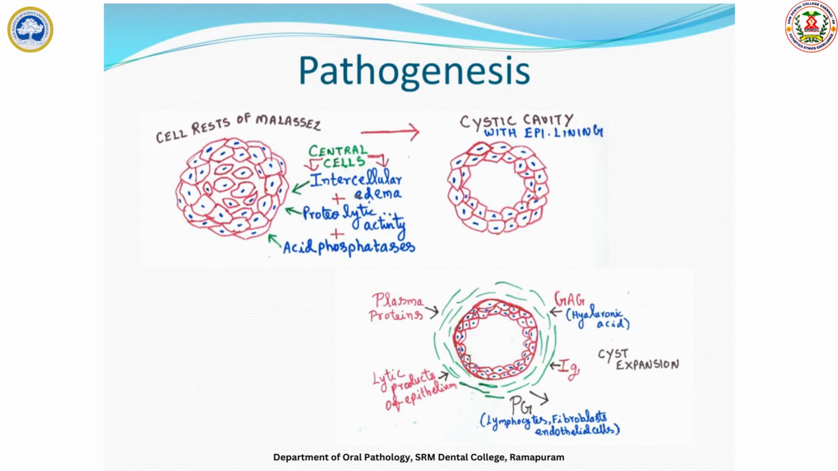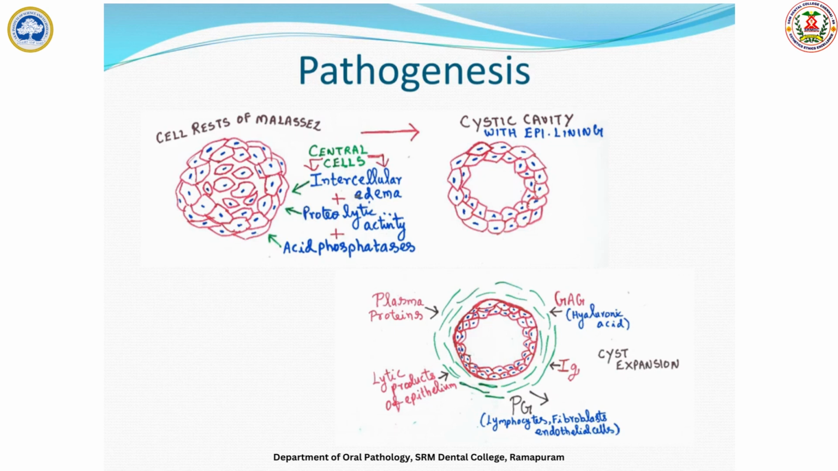So initially the central part of the island will undergo necrosis, creating a lumen. The peripheral cells will automatically become the lining. Once this is created, the surrounding connective tissue contributes proteins. They will enter the lumen. Once they enter the lumen, osmotic pressure inside the lumen increases. To equalize the osmotic pressure inside and outside, the lumen will attract water from the connective tissue outside. Water enters the lumen until the osmotic pressure inside and outside are nullified.